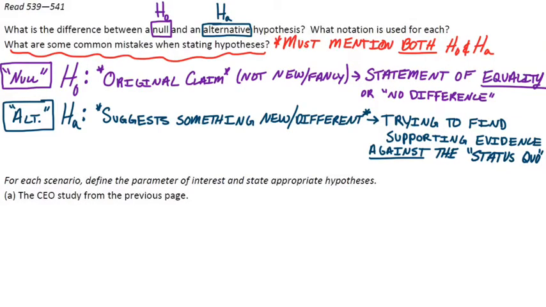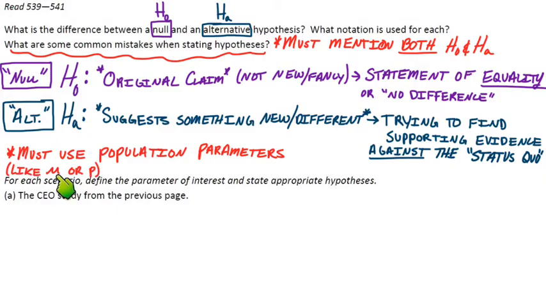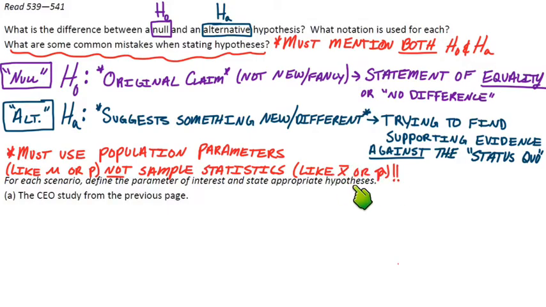Another one, probably the biggest mistake I see kids make: make sure you're using population parameters when you're talking about the null hypothesis or the alternative hypothesis. What are population parameters? Well, those are things like mu, the true population mean, or p, the true population proportion. Make sure you're using those and not sample statistics like x bar or p hat. I shouldn't see sample statistics in your hypotheses. So we'd like to make an inference about the population. So let's make sure in our hypotheses we're referring to population parameters.